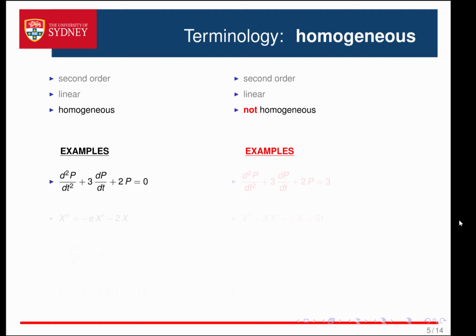This DE is homogeneous because every term involves the dependent variable p or one of its derivatives, dp dt or d2p dt squared here, apart from 0 on its own on the right-hand side, which is allowed. On the other hand, this equation has a 3 on its own on the right-hand side, which means it is inhomogeneous.